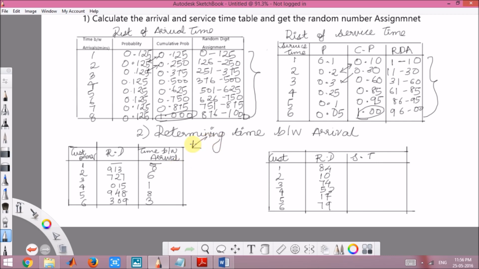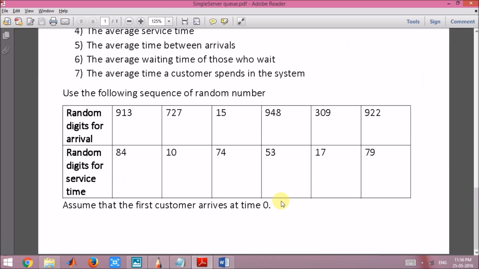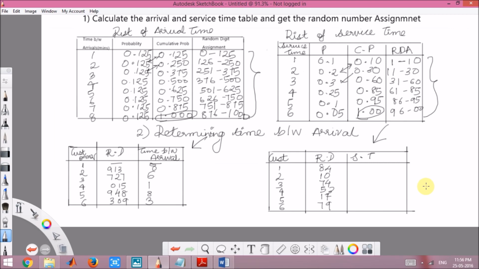Similarly, this is for arrival time. We also need to calculate one for the service time. We do that using the same method, but here we don't keep the first customer as nil because the first customer will have some service time. So this is the random digit again, got from this table, where we fill out our table over here. So 1 to 6 customers, the random digits associated with them, and then using these random digits we find out where each lies. 84 lies in here, so that will be 4. 10 lies in 1, similarly 4, 3, 2 and 4.